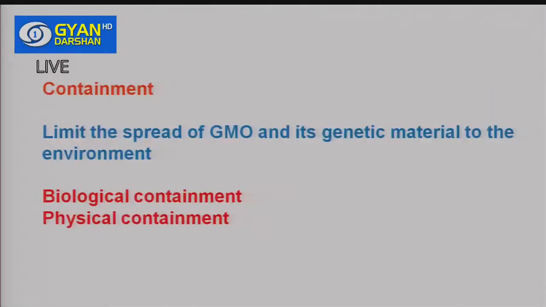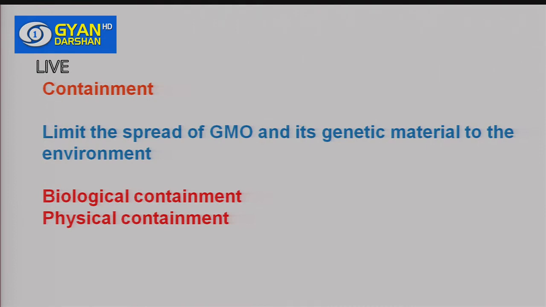One is physical containment. Physical containment means you don't allow the transgenic plants to come directly into the environment. That means you confine it within your greenhouse condition. You establish a greenhouse in your institution where you are working. It can be a university or any research institute. You construct a greenhouse and you confine your transgenic materials to the greenhouse condition. And the second one is biological containment.